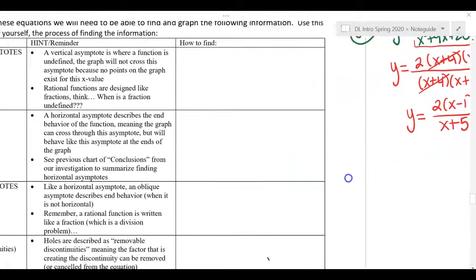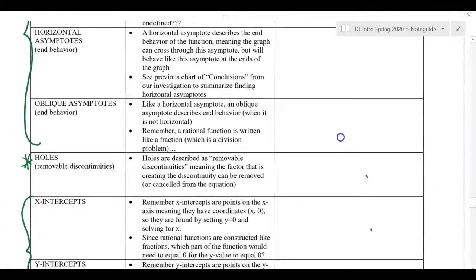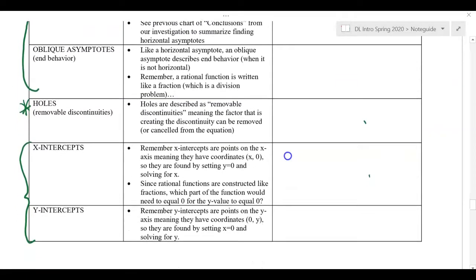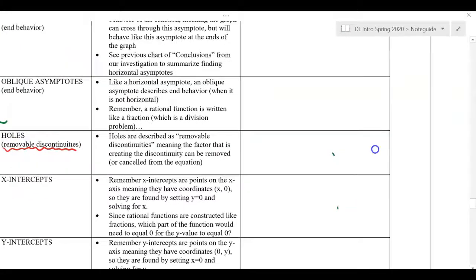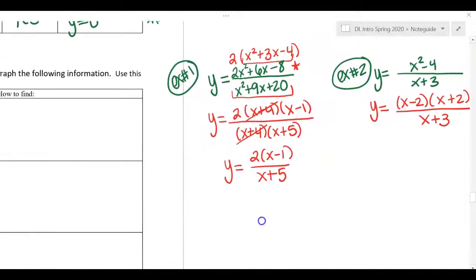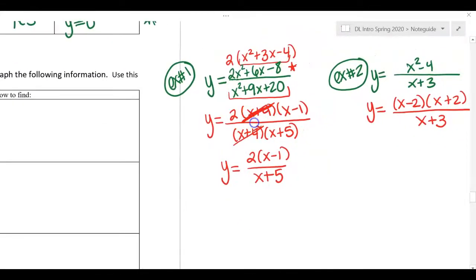A hole has another name. You might find it a little bit complicated. It's called a removable discontinuity. It basically means what you saw right here, that there was a factor that was removed from the equation. That's why they call it a removable discontinuity. Okay? And here's the reason why.